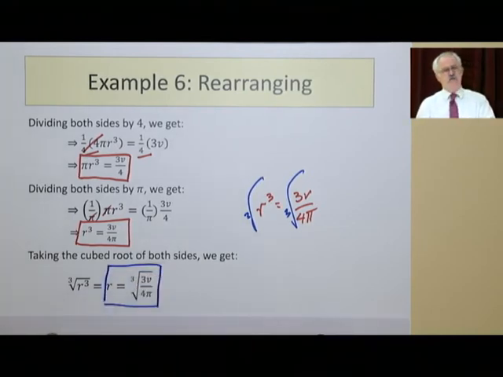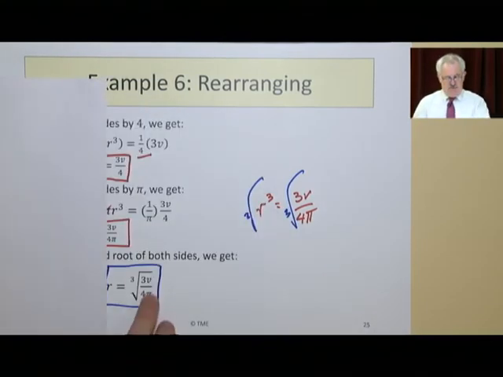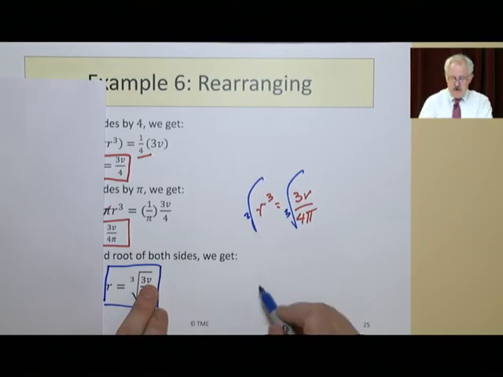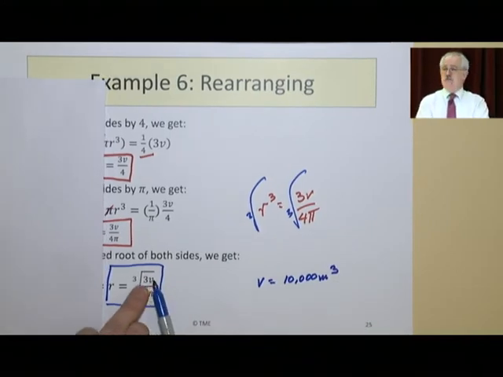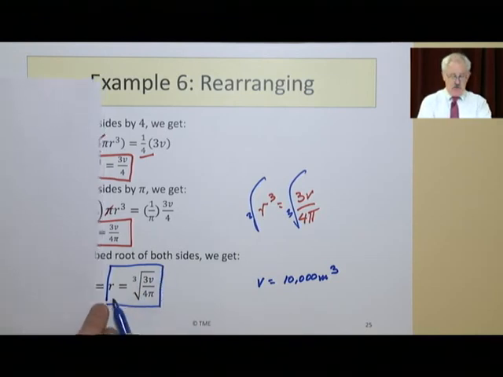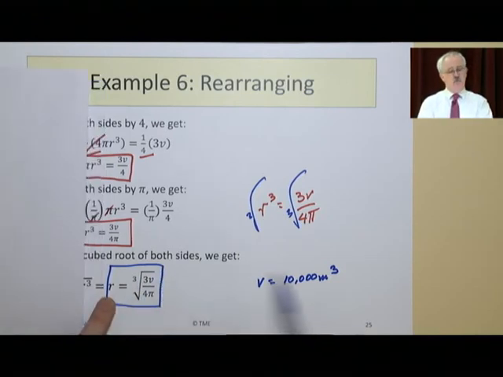Why would they ask that? They would ask that because in the exam, they would say the volume is known. So let's say the volume is 10,000 meter cubed. You plug in 10,000, multiply by 3, divide by 4 pi, take the cubic root, that gives you R. Your question is done.